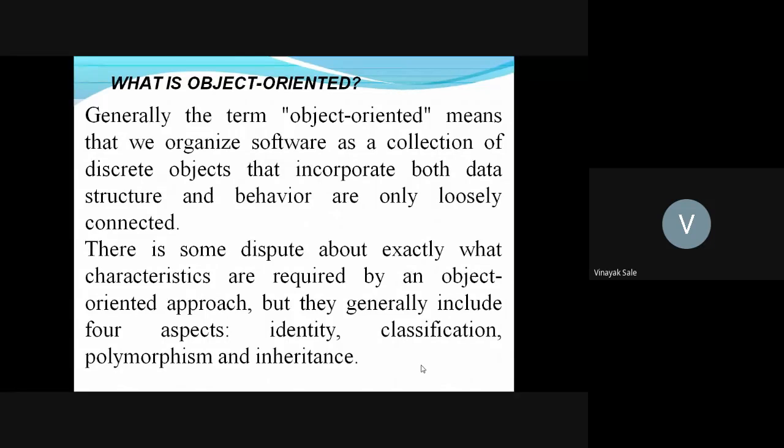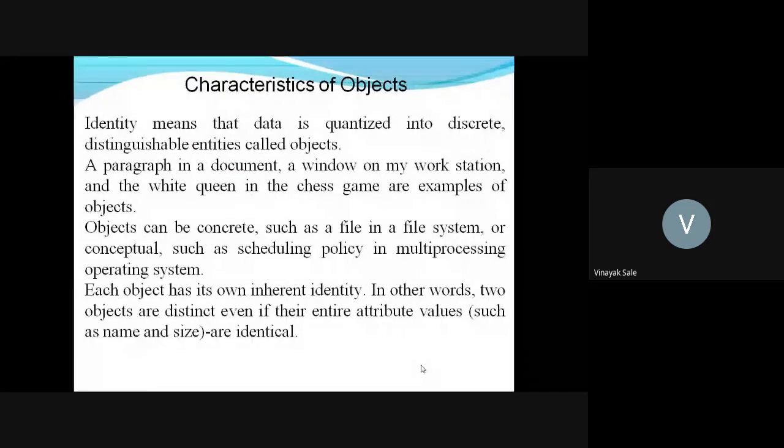There is some dispute about exactly what characteristics are required by an object-oriented approach, but they generally include four aspects: identity, classification, polymorphism, and inheritance. We'll see them one by one. Before that, characteristics of objects.